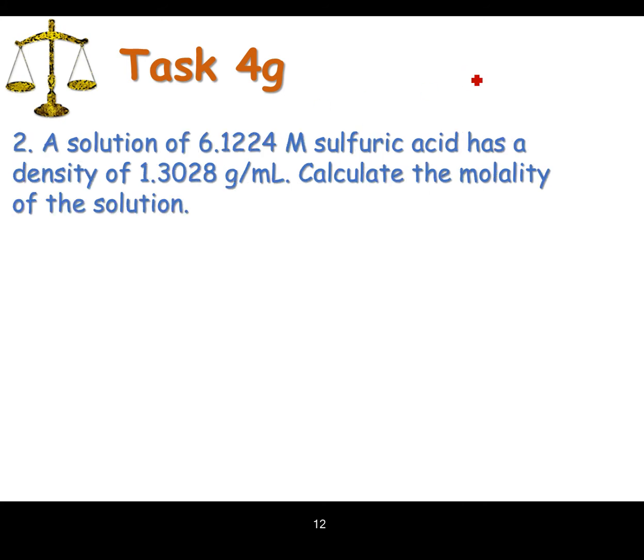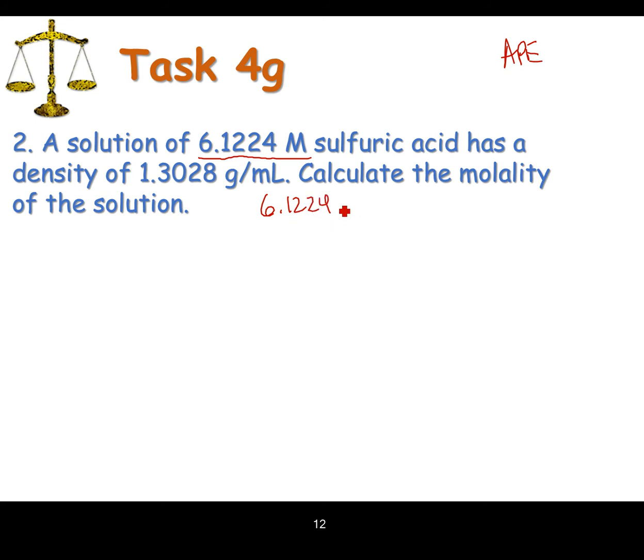Now, a solution of 6.1224 molar sulfuric acid has a density of 1.3028 grams per milliliter. We are tasked to calculate the molality of the solution. So again, we're going to analyze, plan, and execute it. Okay, so with our analysis, we're going to see here we have 6.1224 molar sulfuric acid.